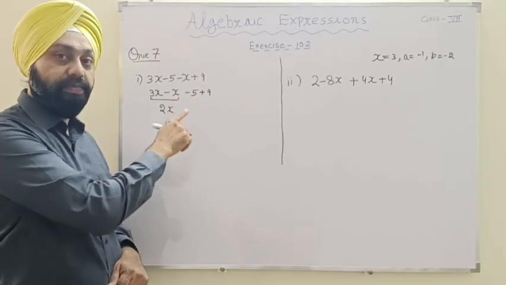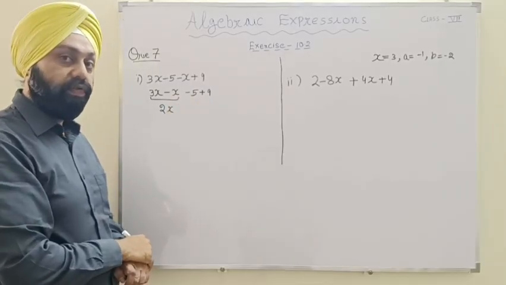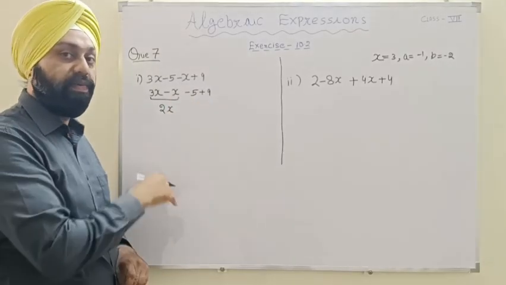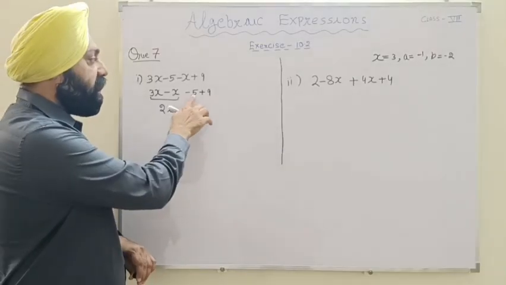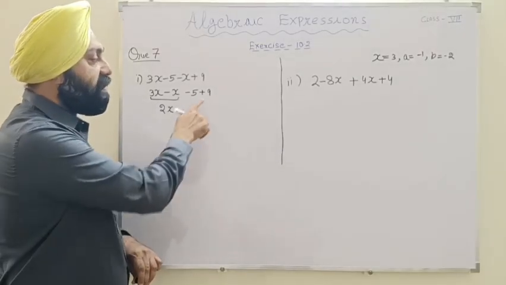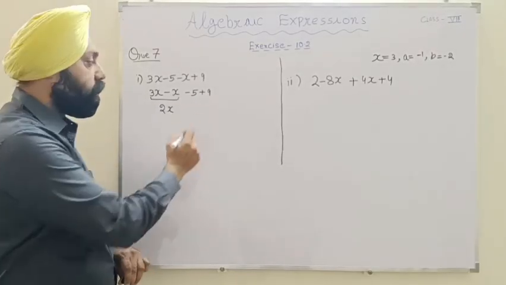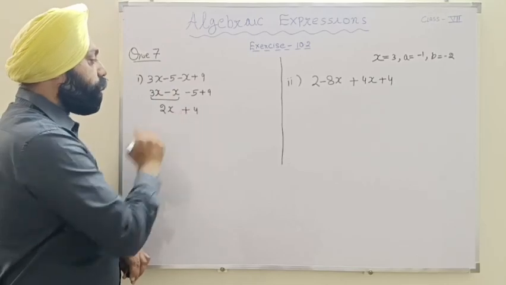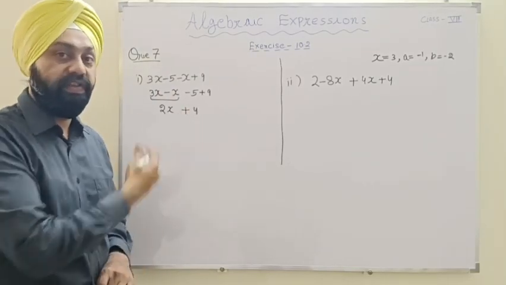Now for minus 5 and 9, one is plus and one is minus. When the signs are different, we do subtraction and the sign will be of the bigger number. So 9 minus 5 will give 4, and because 9 is the bigger one, which has the positive sign, it will be plus 4. So this is the simplified form of this expression.